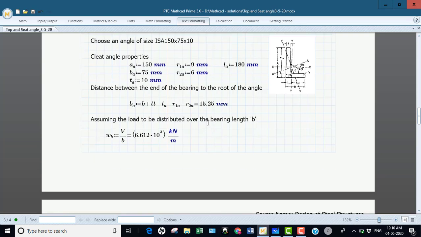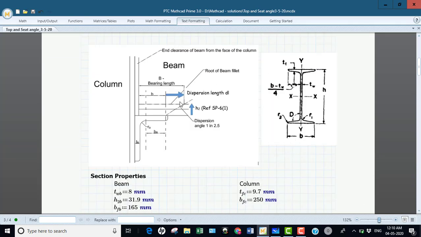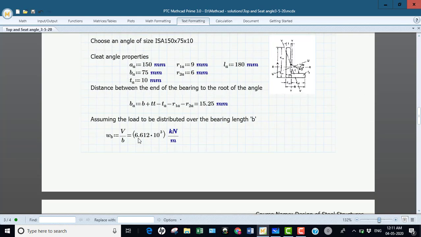So this is not the design length, this is the required length, because this length is used to calculate the effect expected on the seat angle outstand length. I know that this shear force is going to transfer as a UDL over the length of the beam length B. Therefore, I divide the shear by B, and I'll get the reaction as a UDL.